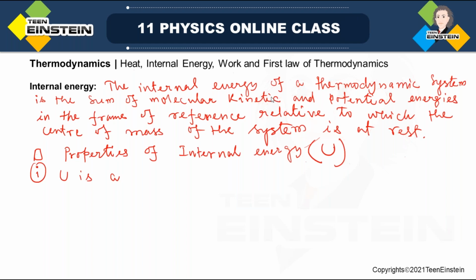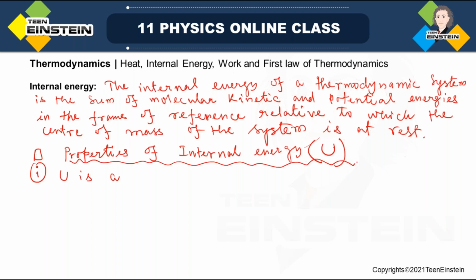We have just written the definition: the internal energy of a thermodynamic system is the sum of molecular kinetic and potential energies in the frame of reference relative to which the center of mass of the system is at rest. Now we'll discuss some properties in detail so that you can understand what internal energy actually is.